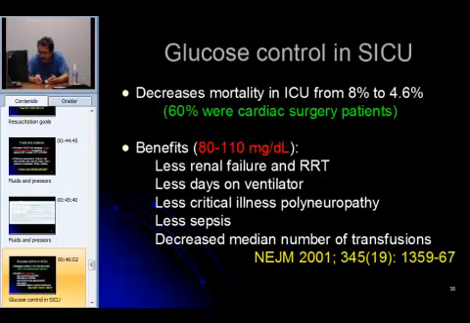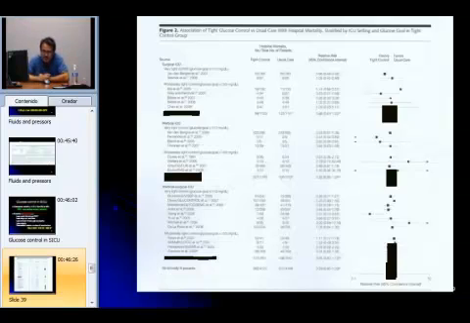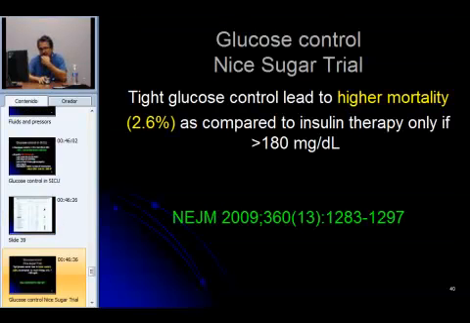In terms of glucose control, all I'm going to tell you is that 12 years ago, everyone was super excited about keeping the blood sugar between 80 and 110. That actually kills people. The NICE-SUGAR trial showed that it increases mortality. So the current guidelines keep the sugar below 180. The Surviving Sepsis Campaign says below 150, but the NICE-SUGAR trial says below 180. So keep it below 180 with insulin infusions. Okay?